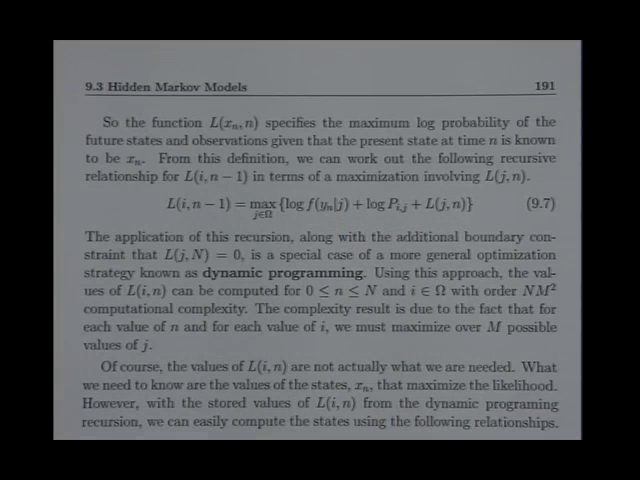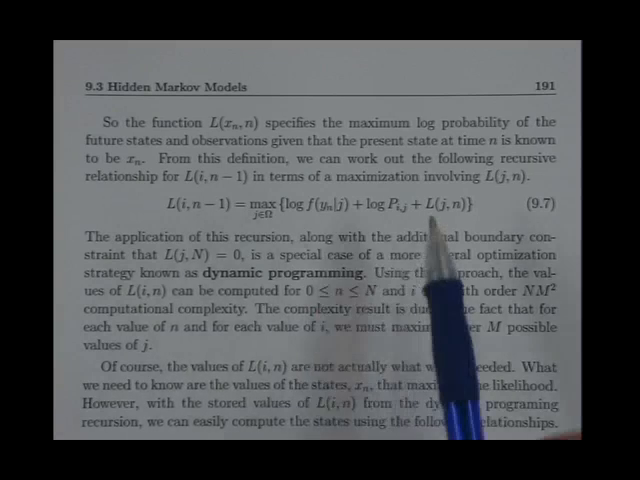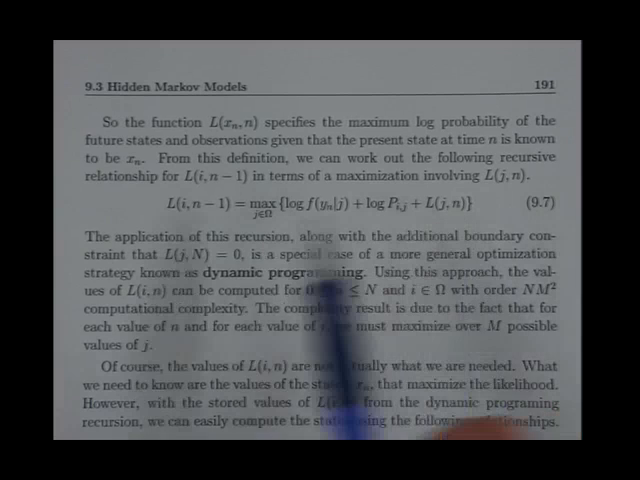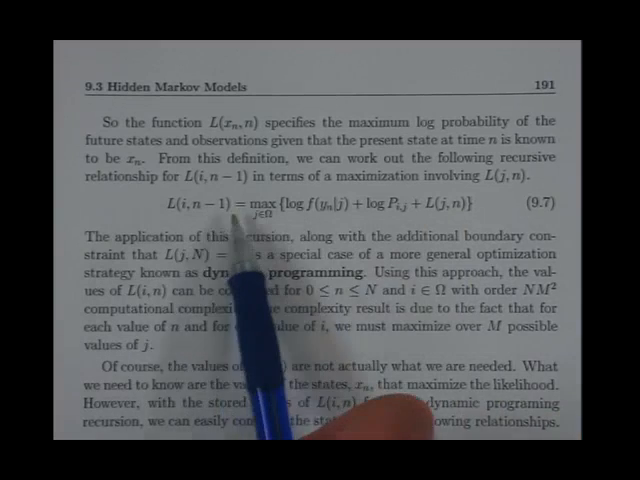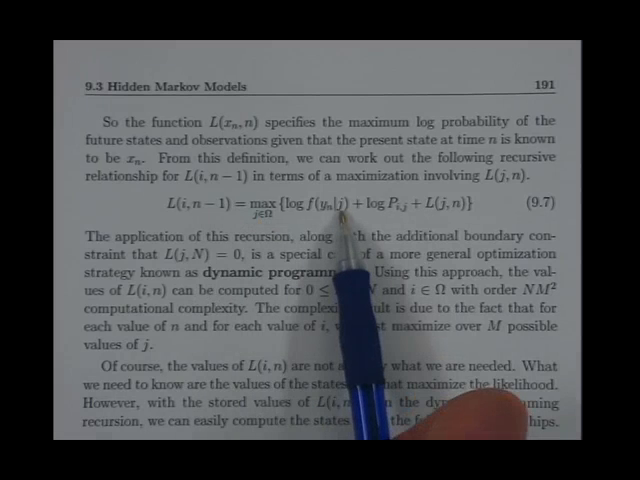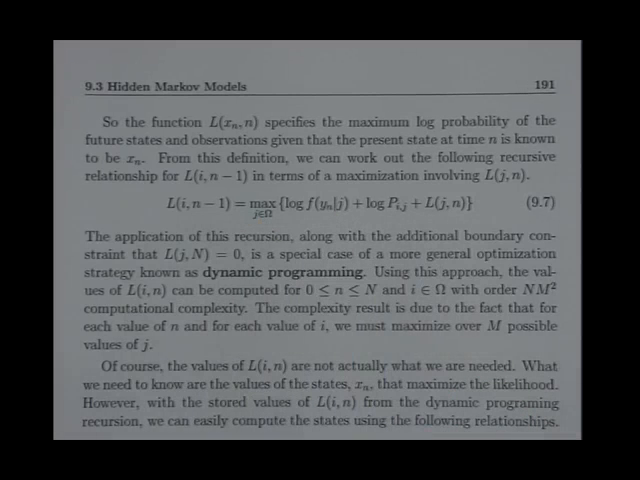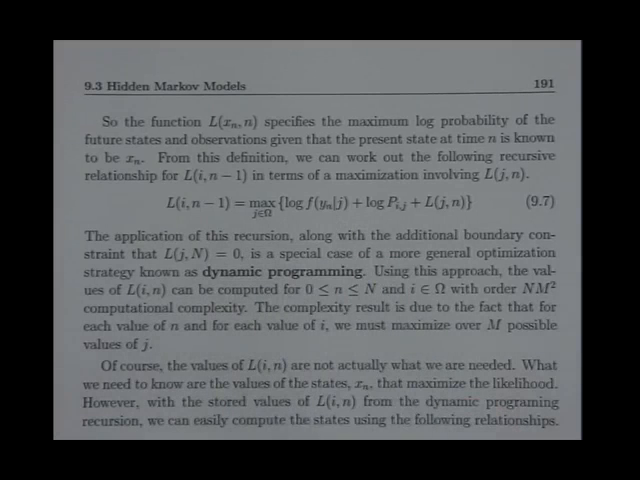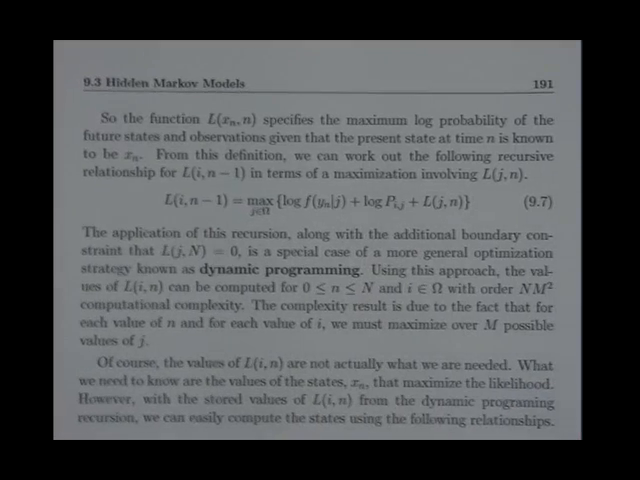So if you just kind of stare at this equation, 9.7, long enough, I think it'll eventually make sense to you. That if you knew the best possible log likelihood you could achieve going from time n to the end, then the best you could achieve from time n minus 1 to the end would be this sequence maximized over j, because j is the state at time n, right? So you're assuming that time n minus 1 is i, and then you have the degree of freedom to pick j to be whatever you want, and you just maximize over that. Well, now this is a recursion.